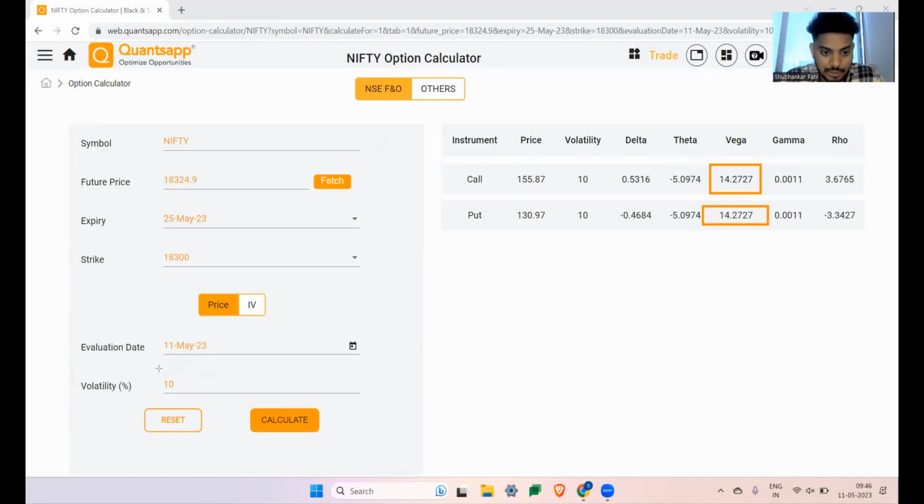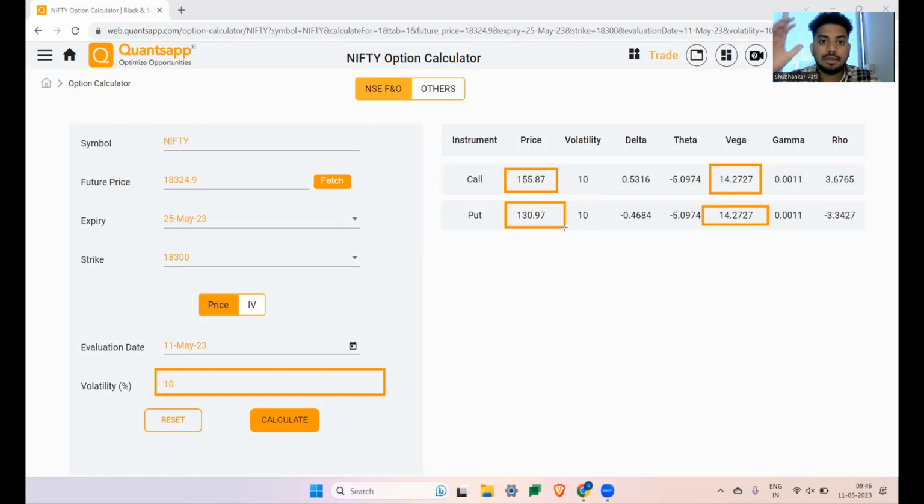That if volatility from the current implied volatility level goes up by 1%, how much in absolute terms will it affect the premium. So it is trying to tell you that if the volatility goes up by 1% from the current volatility, the call option premium will go up by 14.27 rupees, and the put option will also go up by 14.27 rupees. Now the catch over here is that everything in the market remains the same. Only the implied volatility moves up.